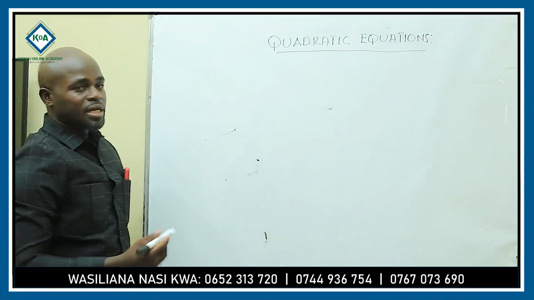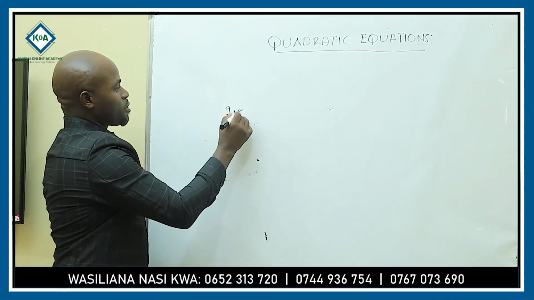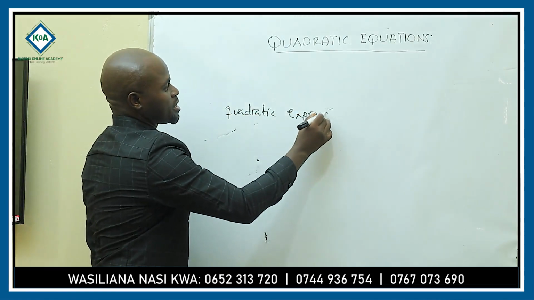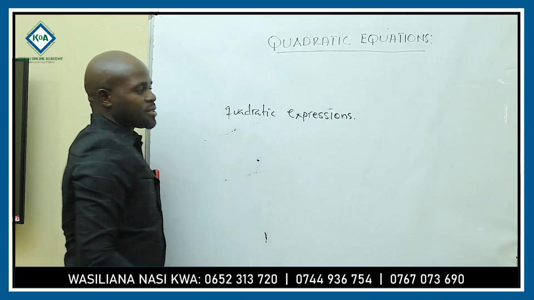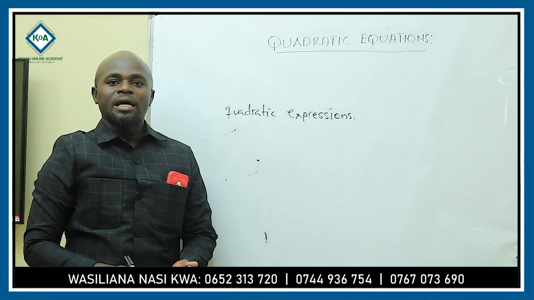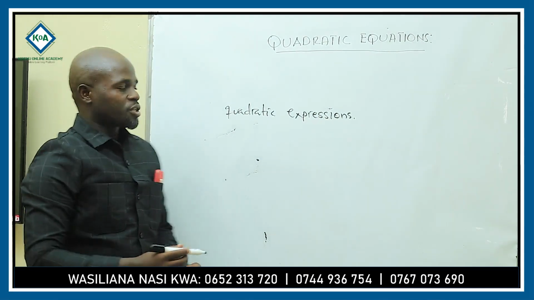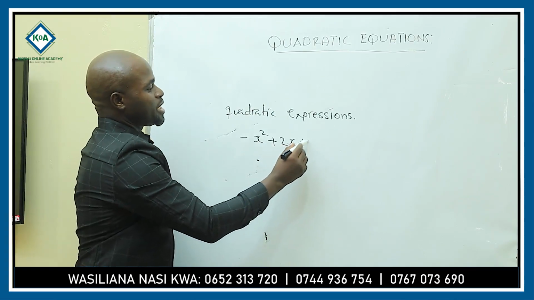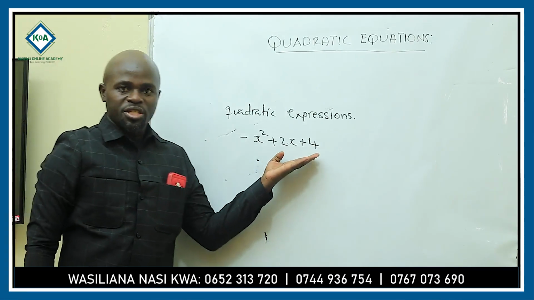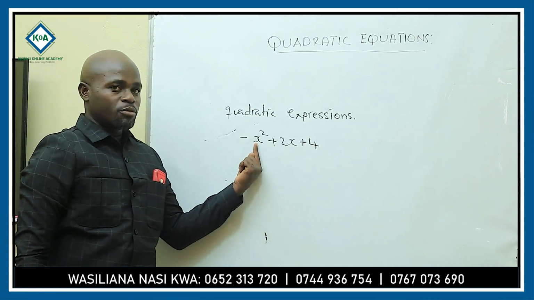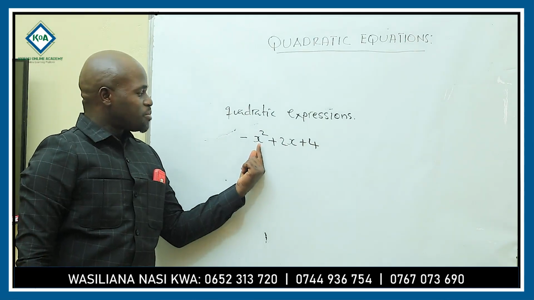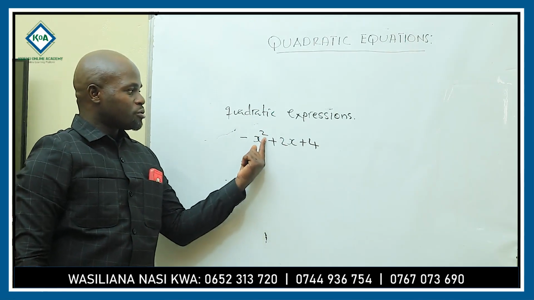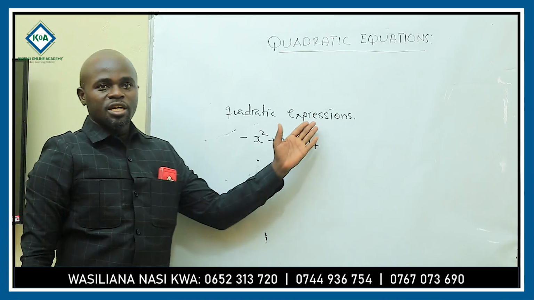So in the previous chapter, we learned about quadratic expressions. Now we say that these are all expressions whereby the highest power of the variable is 2. For example, if you have maybe x squared plus 2x plus 4, this is a quadratic expression because the highest power of the variable, our variable here is x, is 2. So any expression whereby the highest power of the variable is 2 is called a quadratic expression.